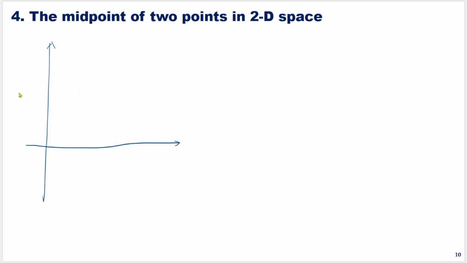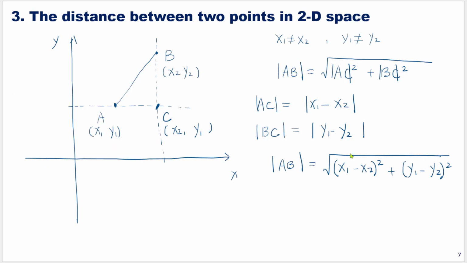Oh, sorry about that. Actually, I forgot to talk about a special case here. So in our discussion here, we assume x1 is not x2 and y1 is not y2, right? And actually, if x1 equals x2, that means if A is here, B must be here, right?